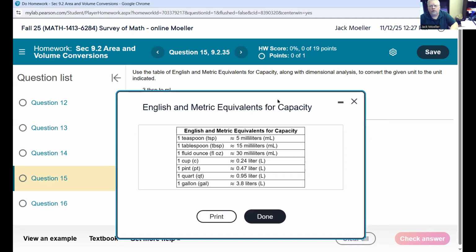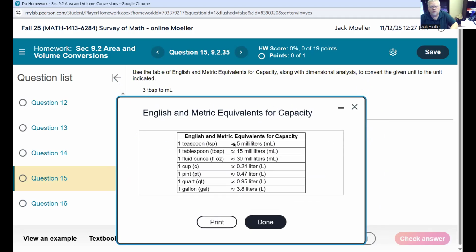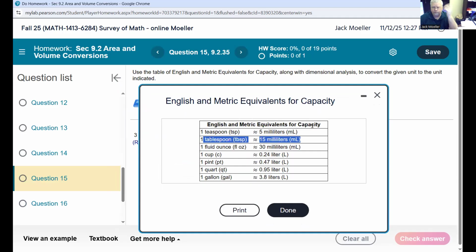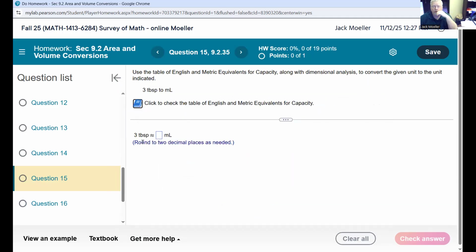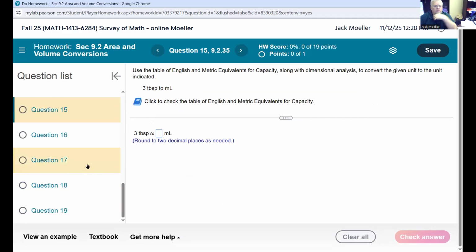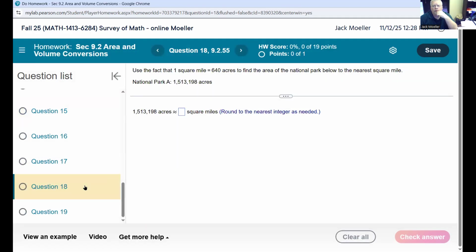But what are we doing? We're converting tablespoons to milliliters. So the conversion that you need is that 1 tablespoon is 15 milliliters, and you just set it up just like we've been doing. So if you're needing conversions, look for that. Sometimes if you're on your phone, phones typically use Safari, which has problems like that. That's why you typically need a laptop and why you need Chrome when you're doing these problems.